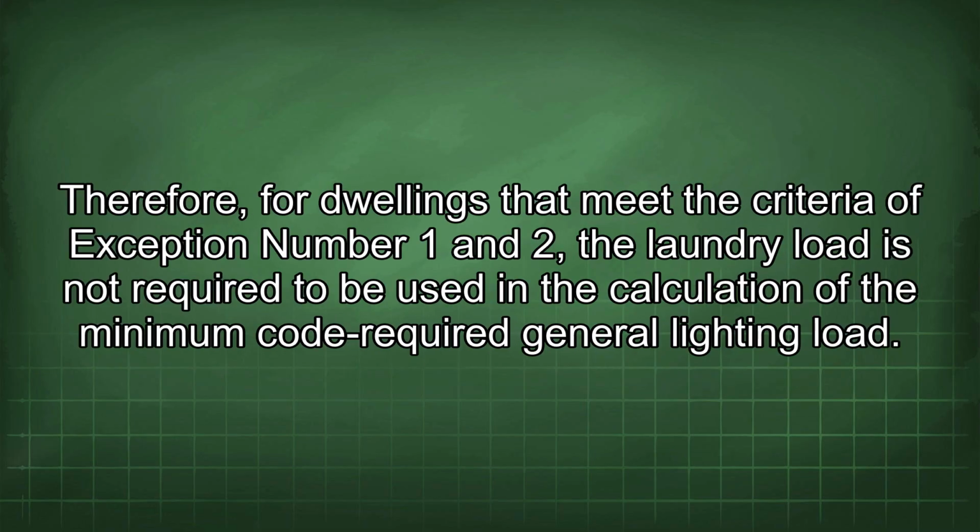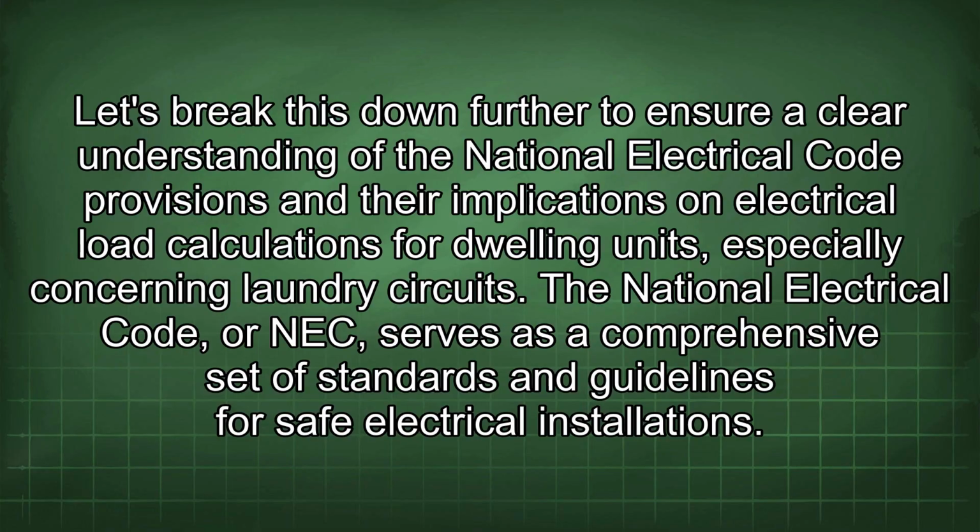Therefore, for dwellings that meet the criteria of exception number 1 and 2, the laundry load is not required to be used in the calculation of the minimum code required general lighting load. Let's break this down further to ensure a clear understanding of the National Electrical Code provisions and their implications on electrical load calculations for dwelling units, especially concerning laundry circuits.